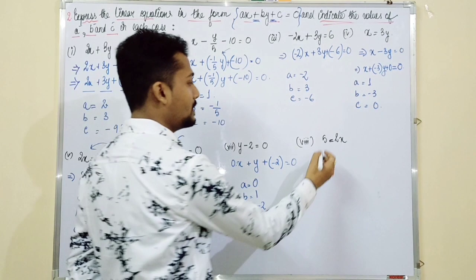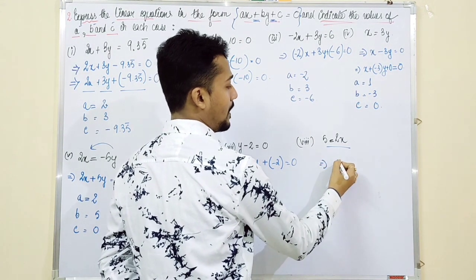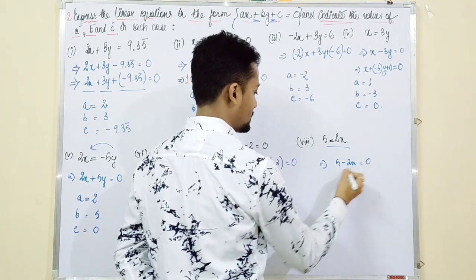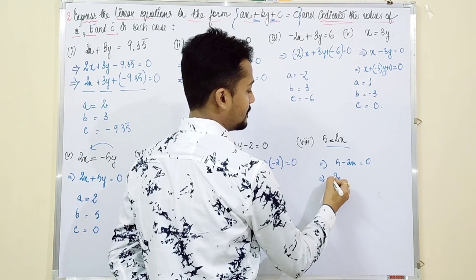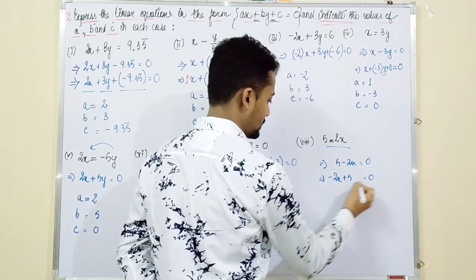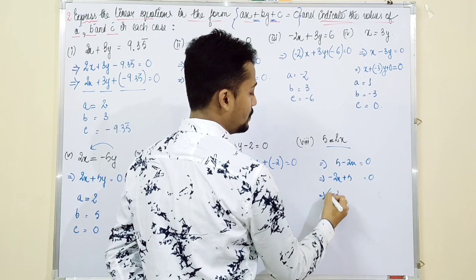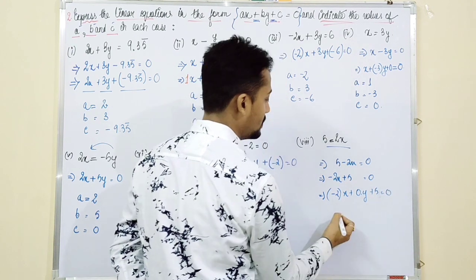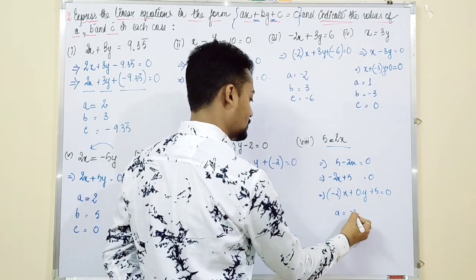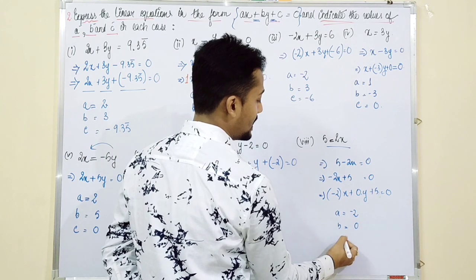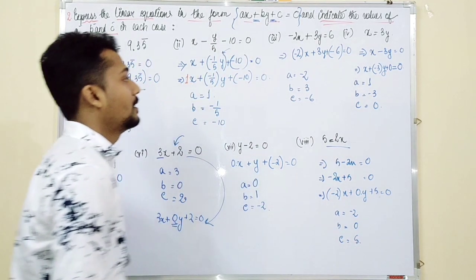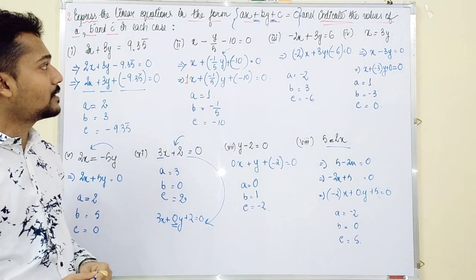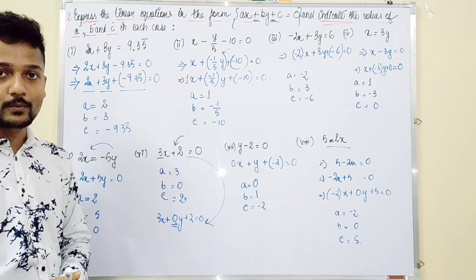Okay, and last one, this one, it will be how much? It will be 5 minus 2x is equal to 0, or minus 2x plus 5 is equal to 0, or minus 2 within bracket x plus 0 into y plus 5 is equal to 0. That means A is equal to minus 2, B is equal to 0 and C is equal to 5. Okay, so I hope you have understood this particular part. With this we complete exercise 4.1.